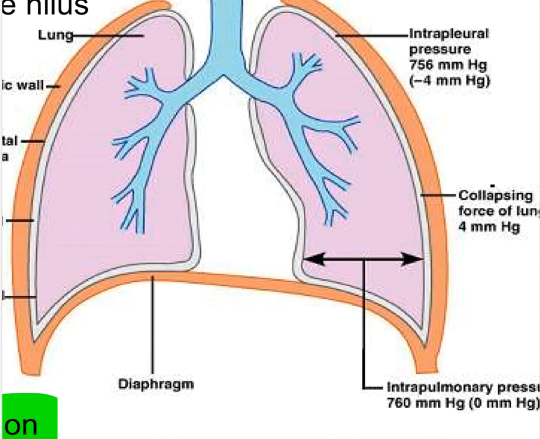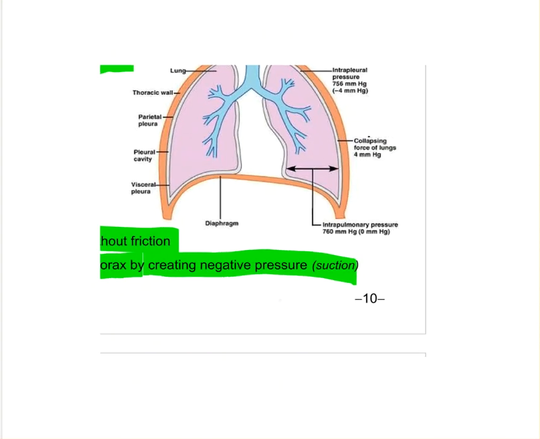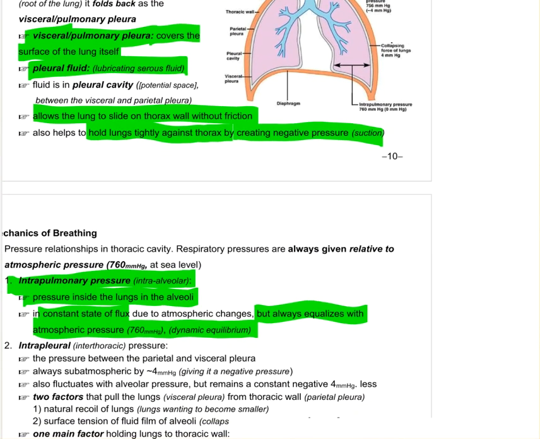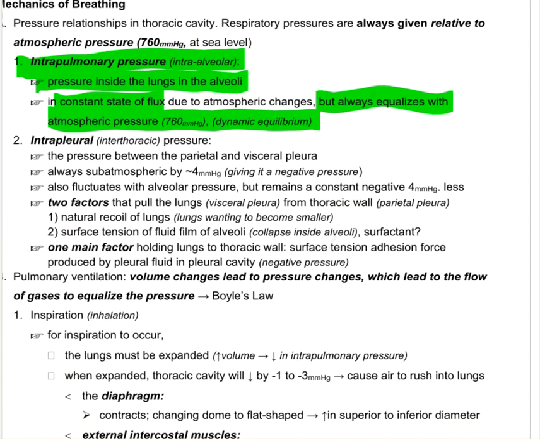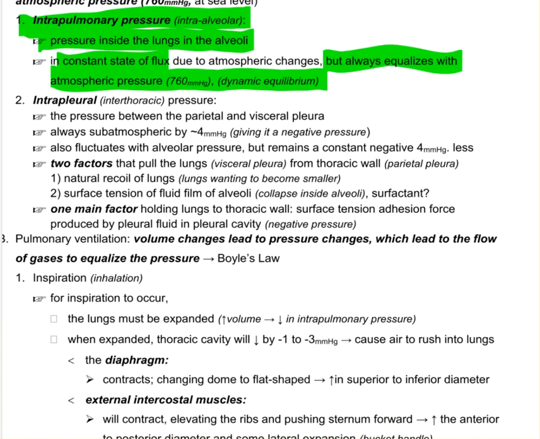As it pushes on those walls, it holds the lung tightly up against the wall. Another way you can think of it is as a partial vacuum. Because it has less pressure, things are sucked towards that vacuum. Either way you think about it is fine. They both are correct. So let's look at that a little bit more here.